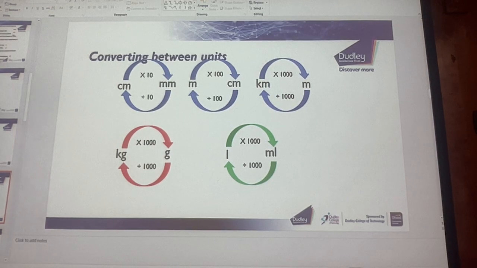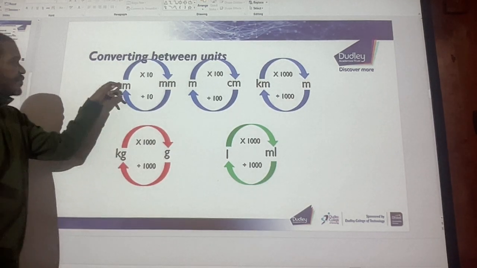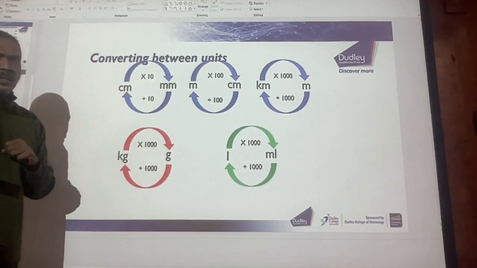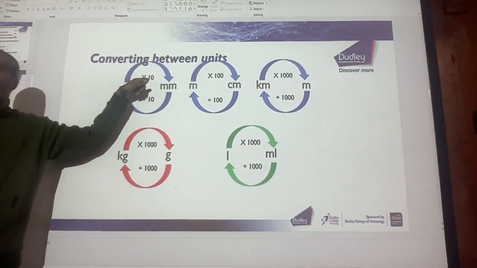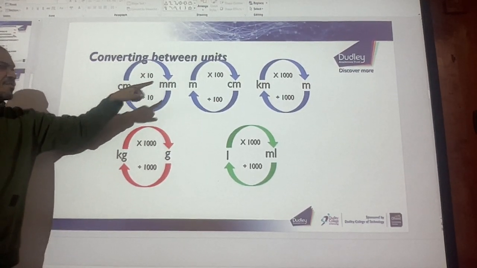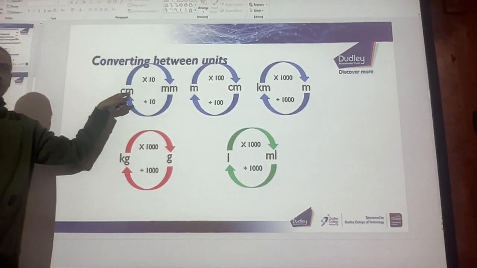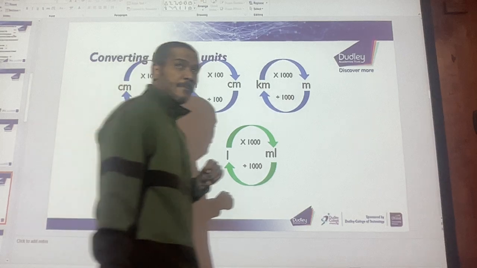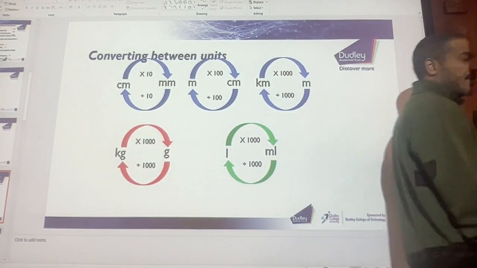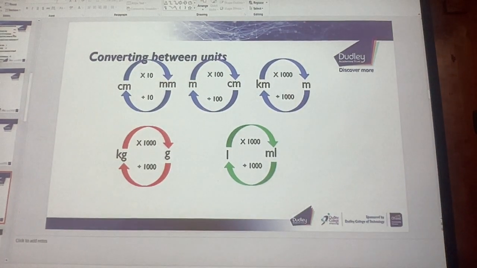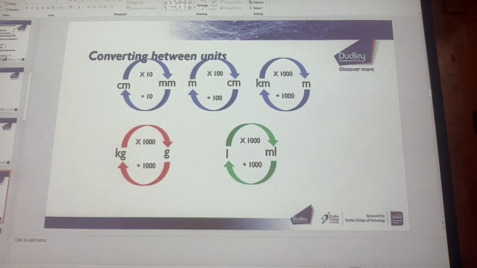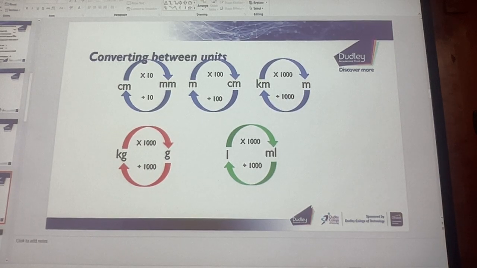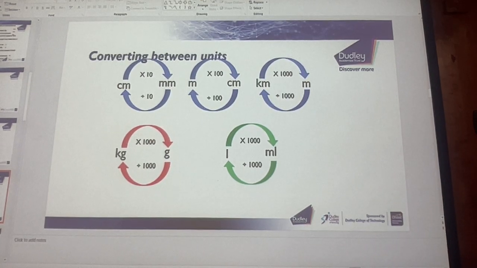So this is just an illustration. If I'm going from centi to milli, then I do what? Multiply by 10. But if I'm going from milli to centi, I do what? Divide by 10. Okay? So that's important to understand. We have to understand which one is bigger. That's why you have to commit those to memory.